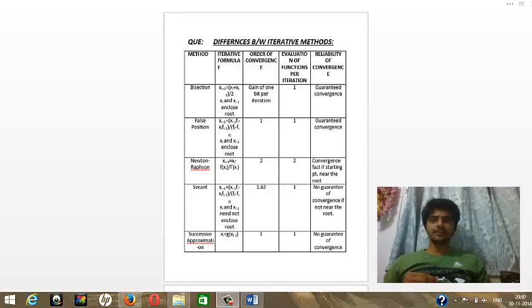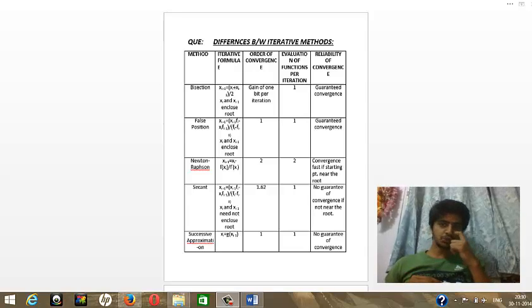In this video, we will see the difference between the iterative methods on the basis of their iterative formula, their order of convergence, their evaluation of functions per iteration, and reliability of convergence. So first of all, I introduce you to the five iterative methods.